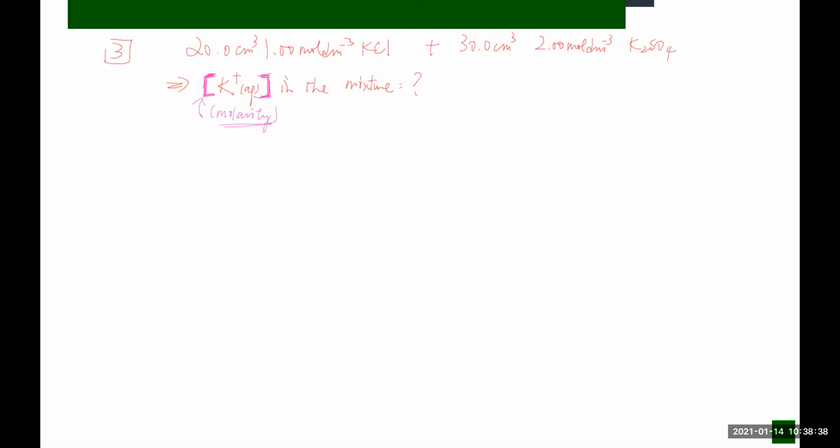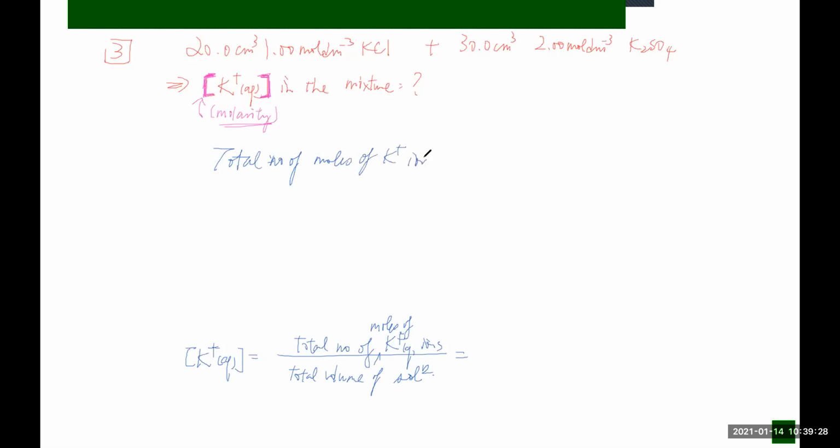In order to get this data, you know that it is the molarity of potassium ion, which is equal to the total number of moles of potassium ion over the total volume of solution. So this is what you are going to do at the beginning: the total number of moles of potassium ion and the total volume of solution. Okay, this one is easy.